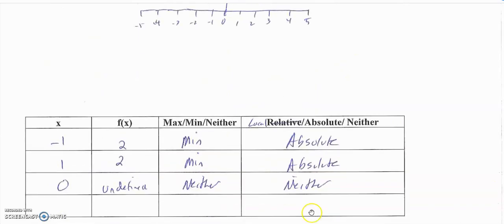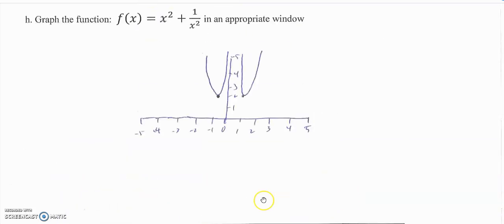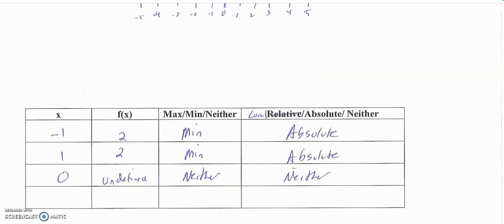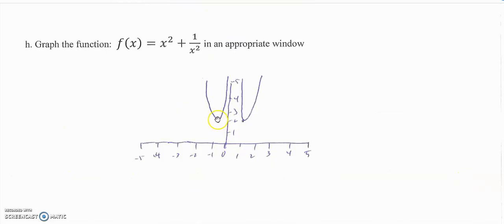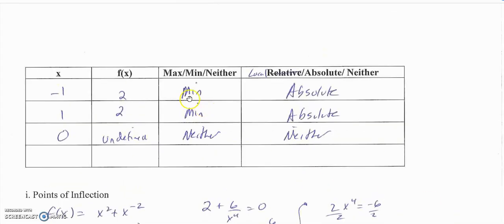Remember, we plug those into the original, so negative 1 into the original would give us 2. 1 into the original would give us 2. And 0 into the original is undefined, so it wouldn't be a max or min. If we graph the original from negative 5 to 5, this would be our graph. Notice the 2 points that we have, negative 1, 2, and 1, 2, are both minimums. They're both the lowest, so we have both of them being absolute minimums.